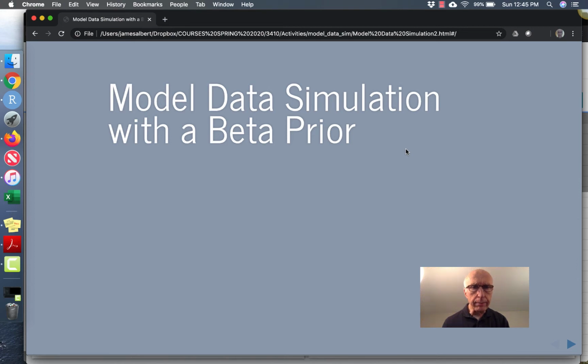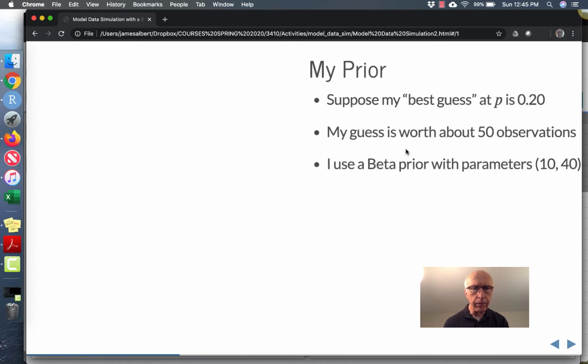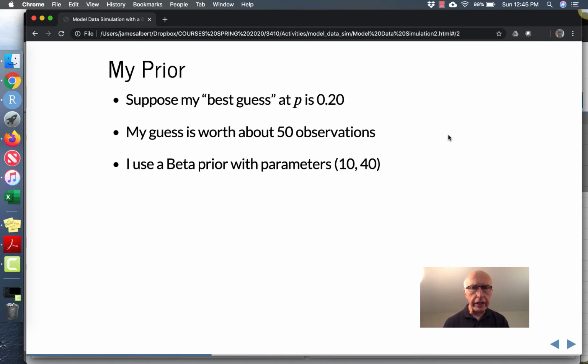I'm going to illustrate model data simulations with a beta prior. Let's return to our example where we're going to do a survey of 20 Americans, and we're going to ask, what is your favorite sport? And we're interested in the fraction of Americans who say football. Now here we're going to use a continuous prior, and my best guess at this fraction is 20%.